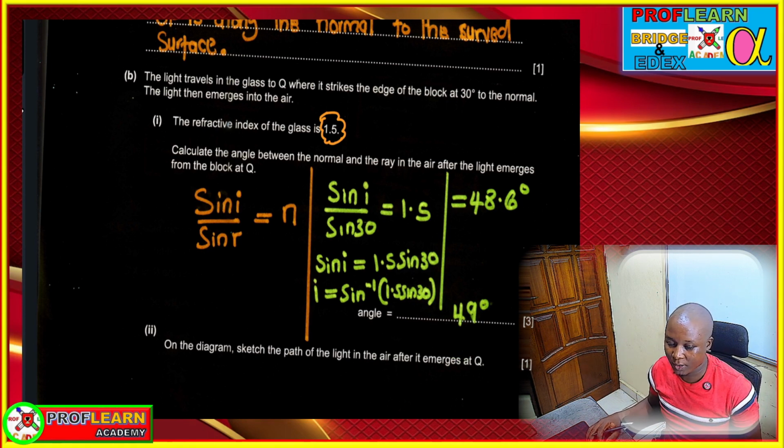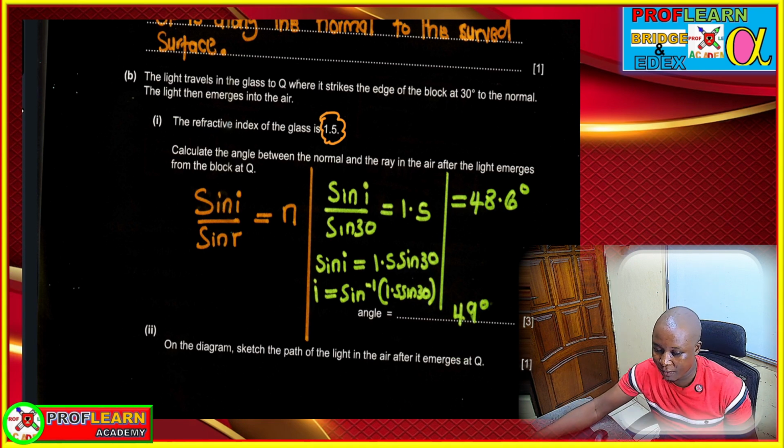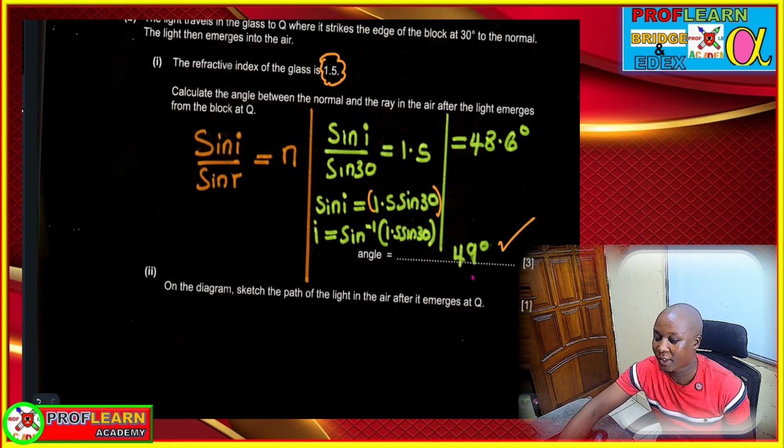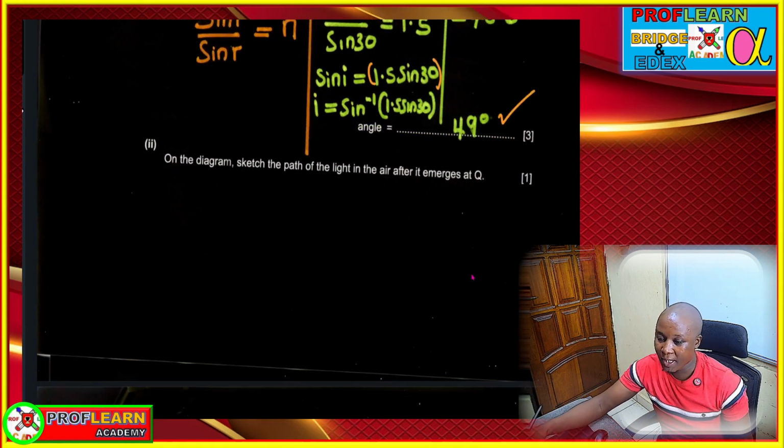Of course, if we multiply both sides by sine, we shall have sine i equals 1.5 sine t, which means if we want i, we shall find the inverse sine of the result that we have at this point, and that angle becomes 48.6, which is approximately 49 degrees.